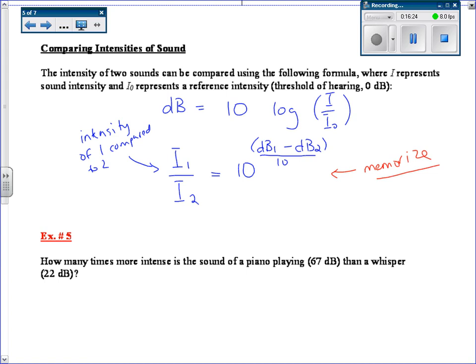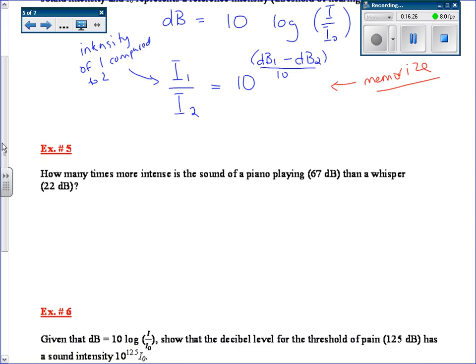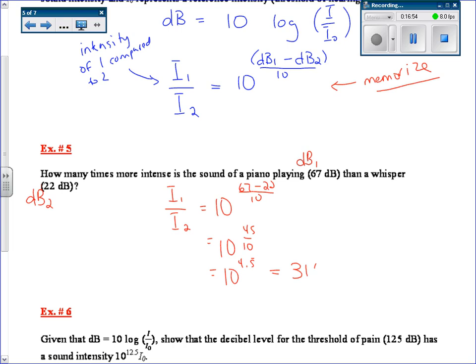So, how many times more intense is the sound of a piano playing, which is 67 decibels, so we'll call that dB1, than a whisper, which is 22 decibels, so dB2. So we have I1 over I2 is equal to 10 to the power of (67 minus 22) over 10, which is 10 to the power of 45 over 10, or 10 to the power of 4.5. Okay, and that gives us 31,622.77, or 31,623 times.